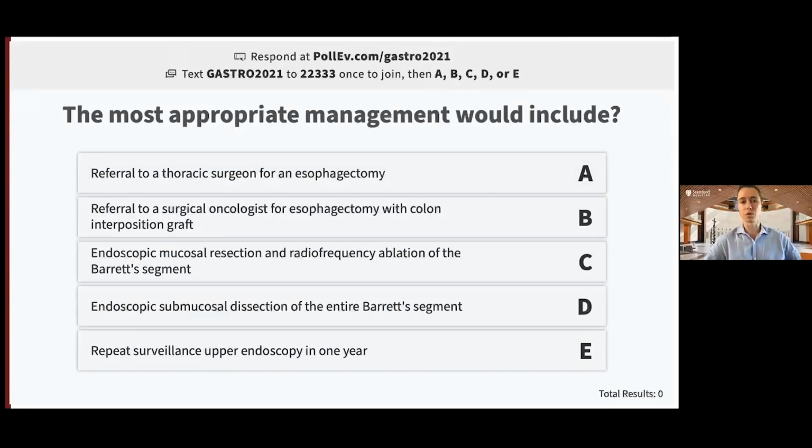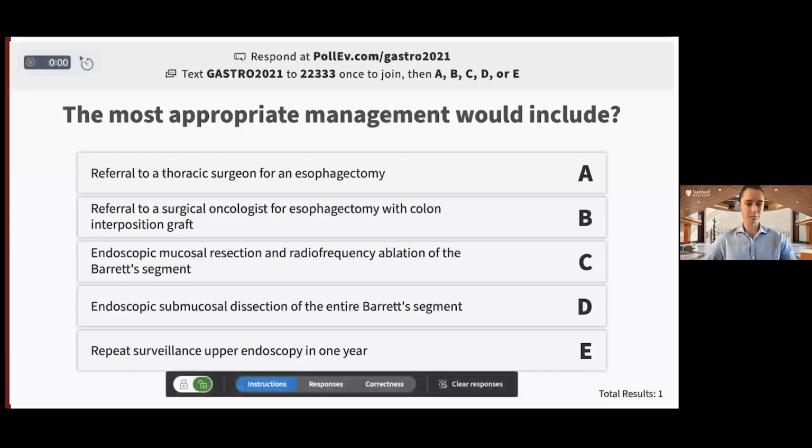A, referral to a thoracic surgeon for esophagectomy. B, referral to a surgical oncologist for esophagectomy with colon interposition grafts. C, endoscopic mucosal resection with radiofrequency ablation of the Barrett segment. D, endoscopic submucosal dissection of the entire Barrett segment. Or E, repeat surveillance upper endoscopy in 1 year. So using the poll app, we'll be taking answers for this.